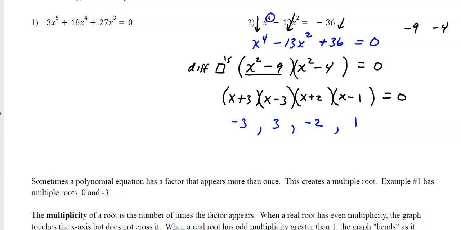So notice on the one before, I had some repeats. This one, they were all distinct. They were all different. Remember, these are x-intercepts. They're telling me where my graph crosses the x-axis.